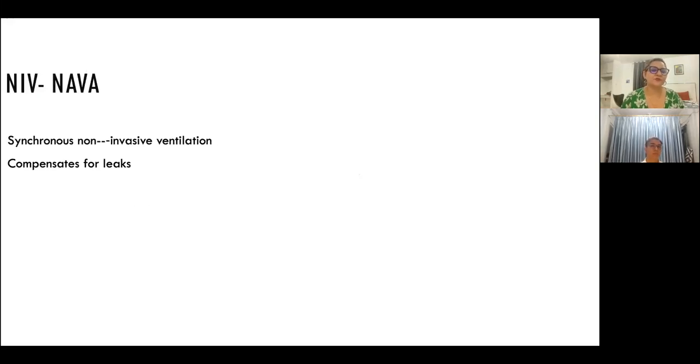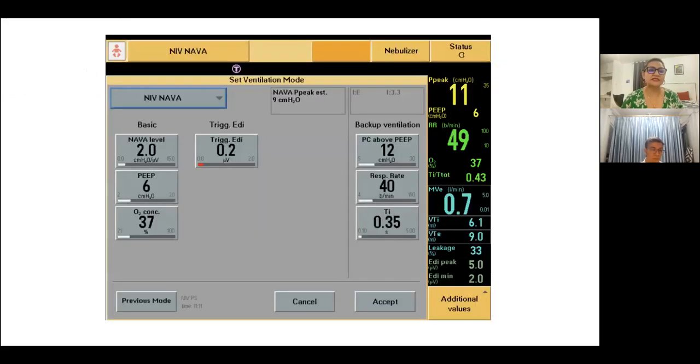So it is NIV Nava, a synchronous non-invasive ventilation which compensates for leak. And this is how the NIV Nava setup would look like: there will be a Nava level, there will be PEEP, and there will be FiO2, and there is a trigger, and there will be a backup PIP and the rate and the inspiratory time. So you set up that and then you accept it.